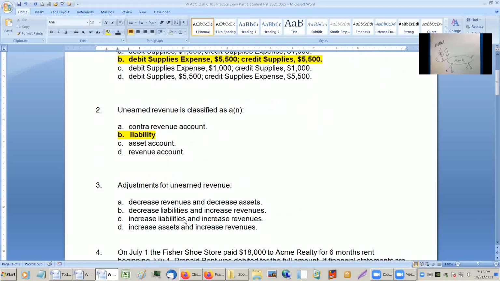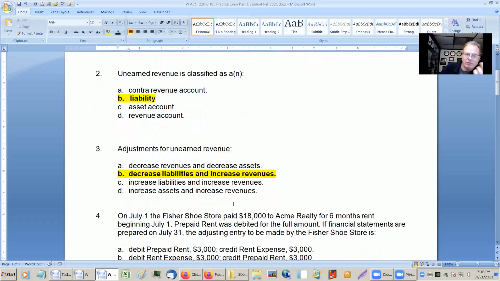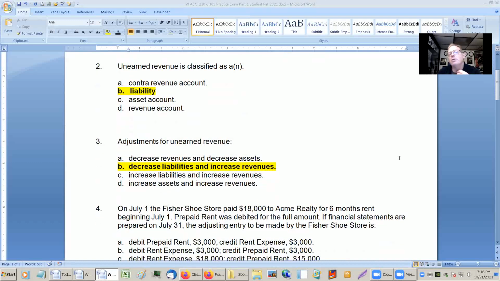Ooh, we have a tie for number 3. It is B. I'll give you guys that one. So yeah, decreased liability. So we no longer owe people, and at that point it becomes revenues. We have regular revenue. So a decrease in liability, we've worked off whatever amount we're supposed to.